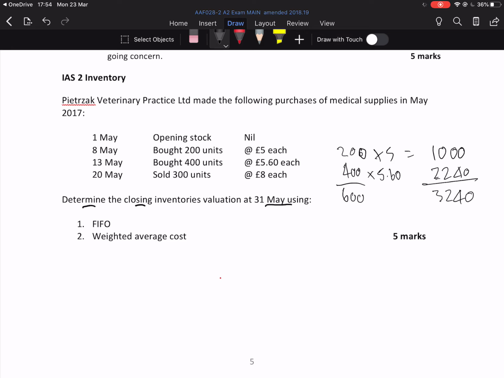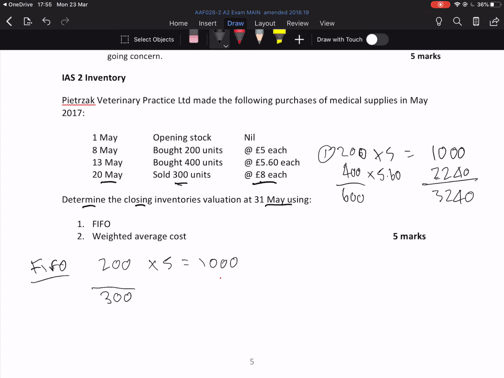So the first one is what we call FIFO. So first in, first out. Okay, so it tells us on the 20th of May that we sold 300 units at £8. The £8 is irrelevant for this particular question, because we're more interested in the cost. So we've got 300 units being sold, and first in, first out, the stock that came in first was that one on the 8th of May. So we're going to use all of that. So 200 times 5 equals 1,000.